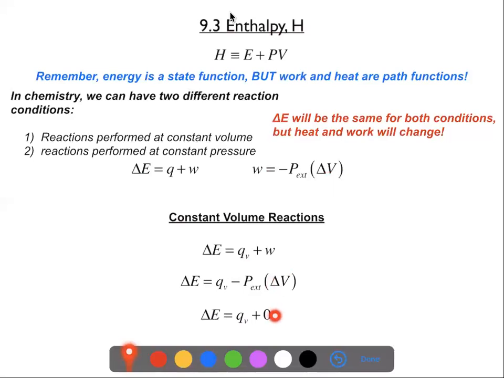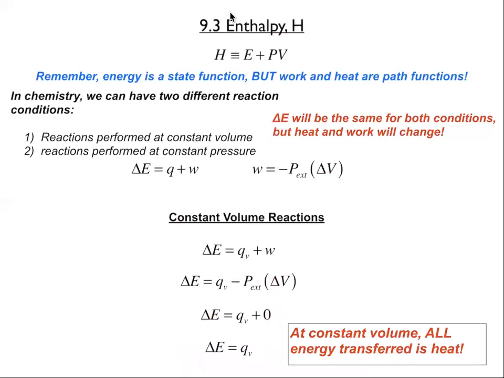So if we run a reaction at constant volume, all of the energy has to go to heat. So at constant volume, all energy transferred has to be heat, and we have no work that can be done because we can have no change in volume. That's really important because if we run a reaction at constant volume, we can often determine the amount of heat that was produced, and that heat is going to be the same as the total amount of energy change of that reaction.